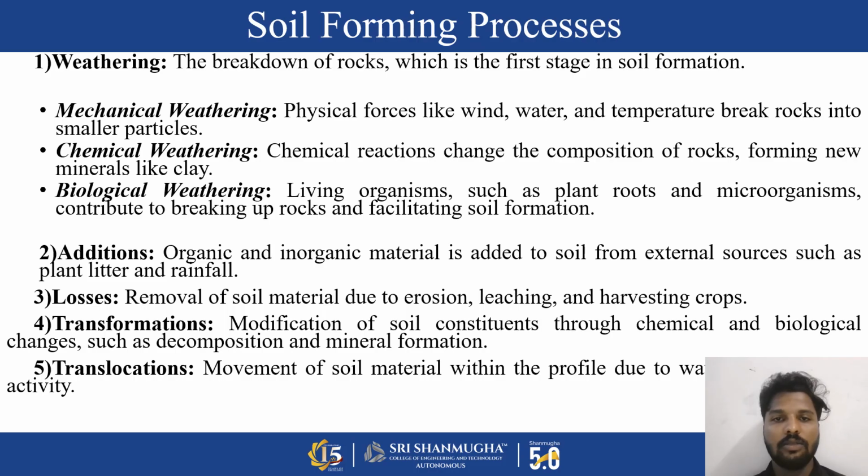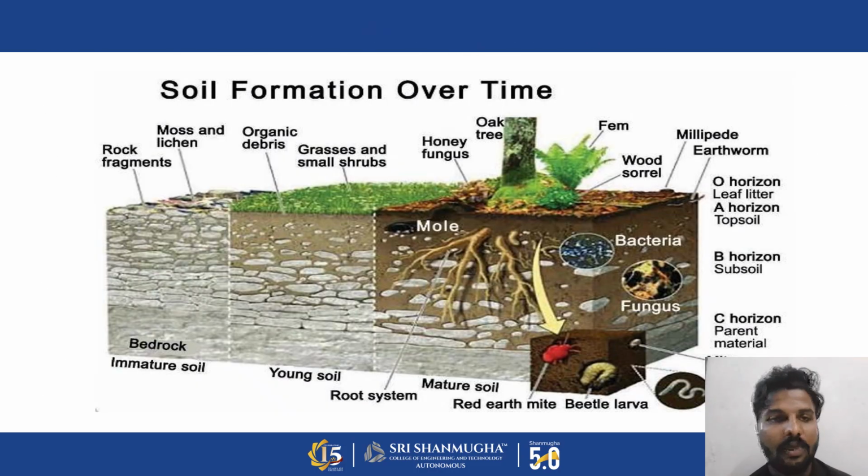In the next slide, we're going to see that. Here in this slide, you can see a picture of how soil formation takes place over time. In this picture, you can see how parent rock fragments become a final matured soil, which consists of different horizons. First it is bedrock, then immature soil becomes young soil, and then it changes to mature soil. Over time, different weathering processes occur in the soil to give the final ready soil.